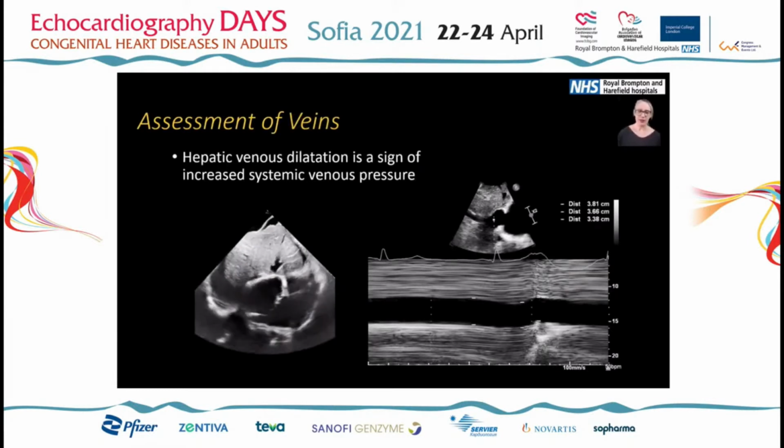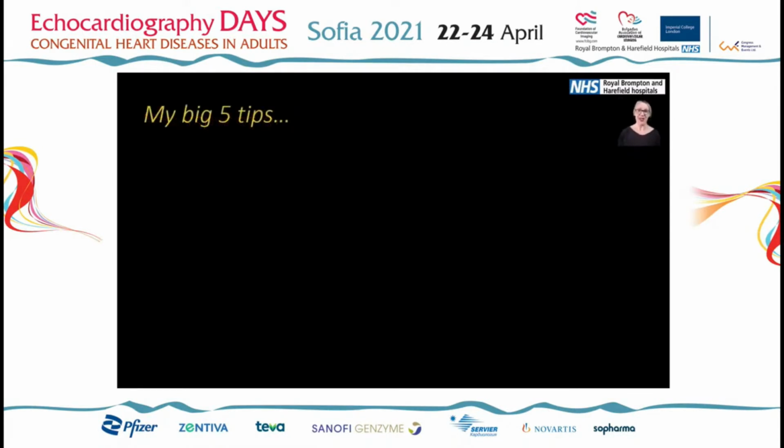Assessment of the veins is really looking at the hepatic venous dilatation. That's a sign of Fontan failure. These patients will have distended bellies. You can see a whole lot of ascites there, very abnormal looking liver, very little collapse on the IVC, which is incredibly dilated. So this is really a very fast track tour.